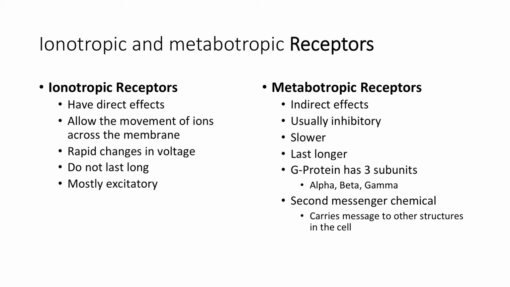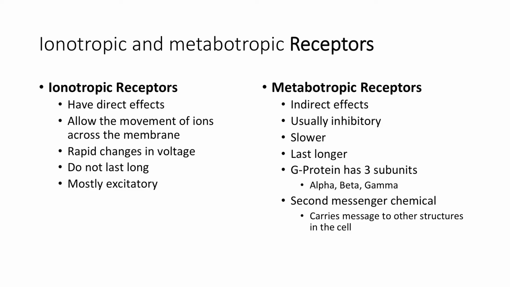So ionotropic receptors are usually excitatory and increase the likelihood that the neuron will produce an action potential, so it gives an EPSP. Ionotropic receptors can also change the membrane voltage very quickly. This is because they're pretty simple, they can open and close pretty quickly. However, because of this, their effect does not last very long.